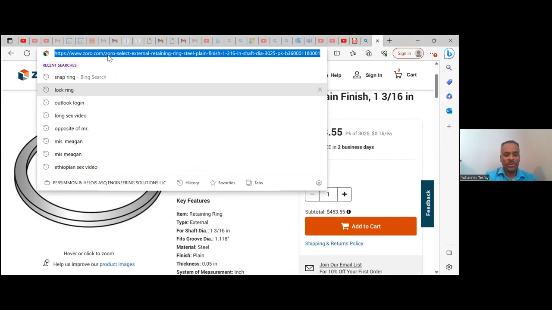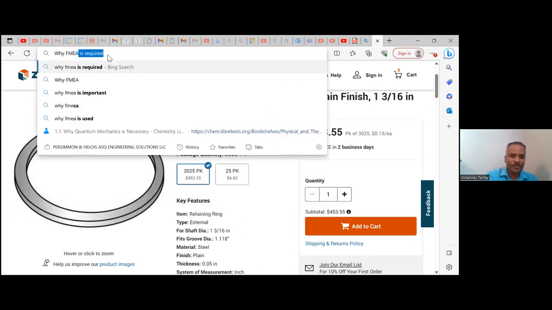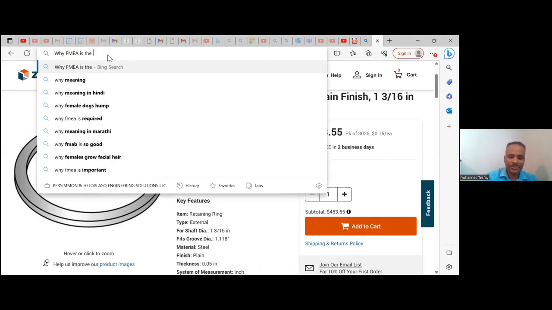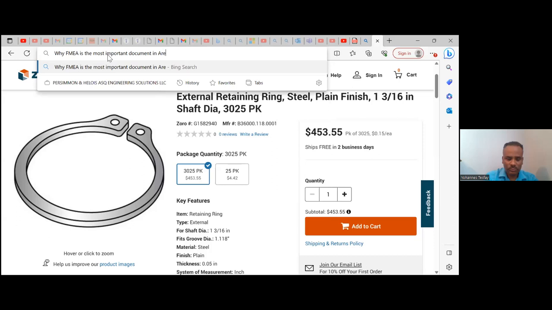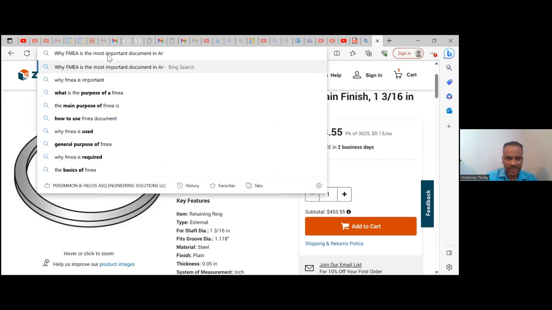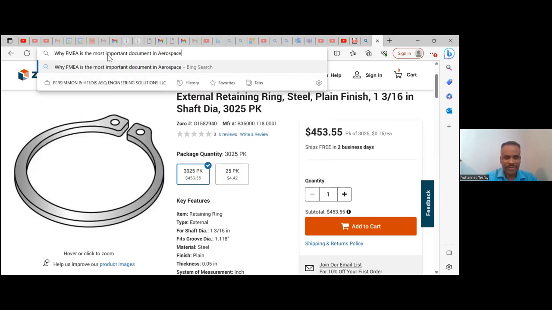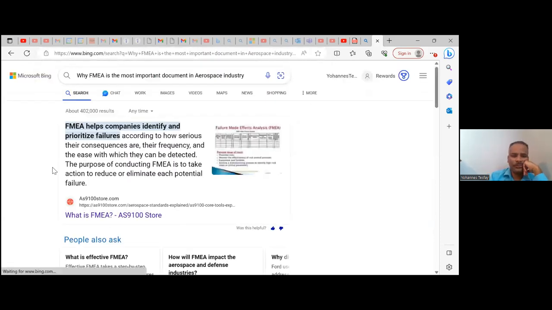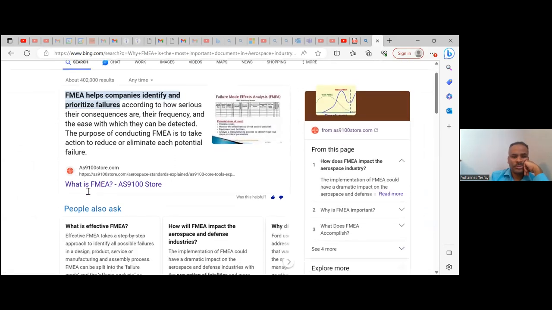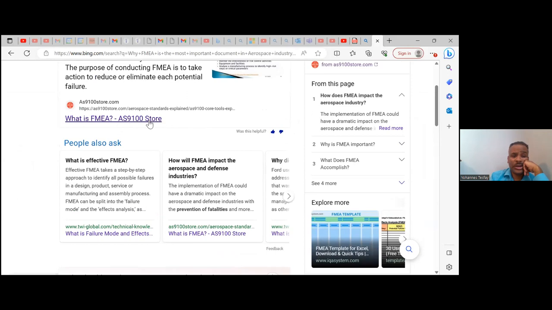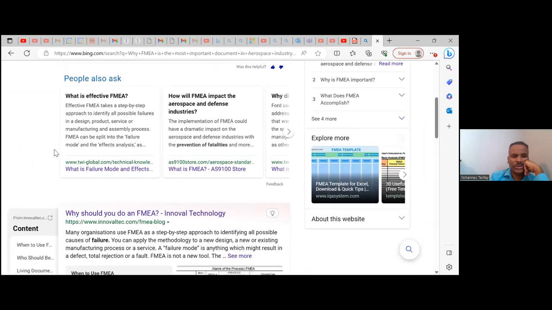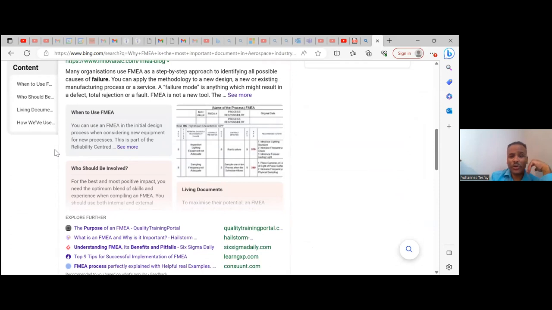Okay, so you're going to just search why FMEA is the most important document in aerospace, aerospace industry. Okay, this is aerospace industry, so it's because, as I told you, because of safety.